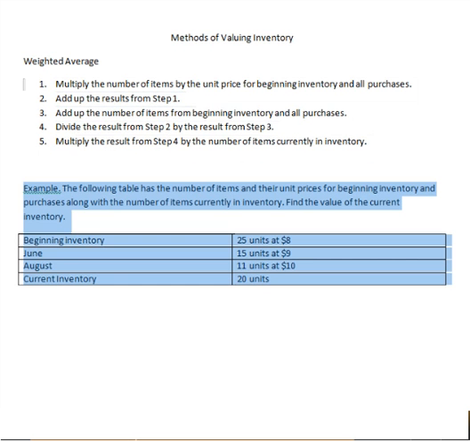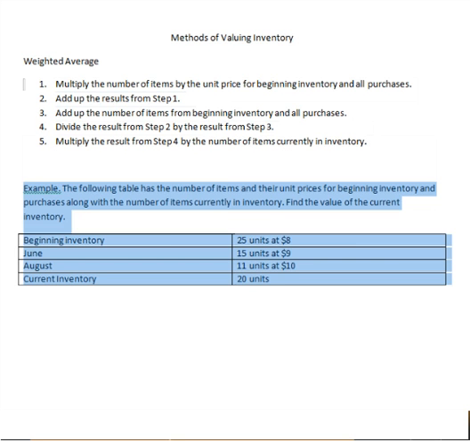So let's look at an example. Here we're given a table with beginning inventory and the purchases made in June, August, and then the current inventory. Now notice the current inventory doesn't have a value. That's what we need to figure out.